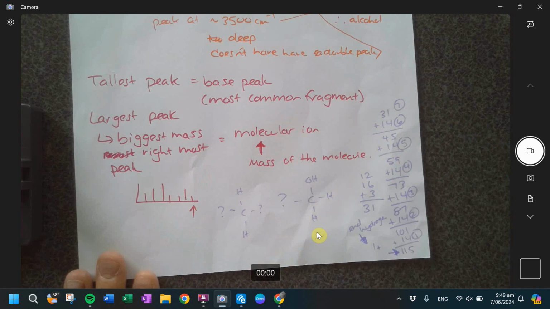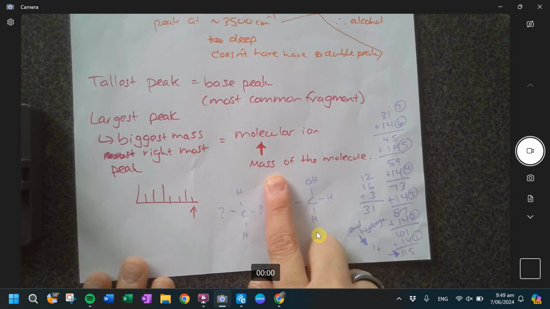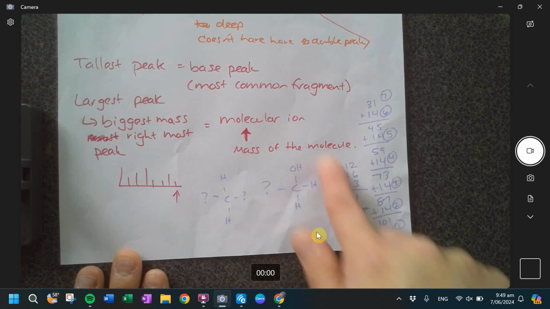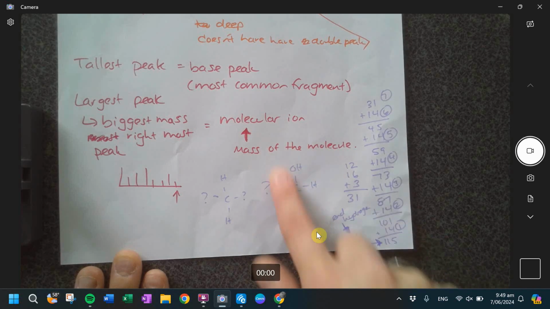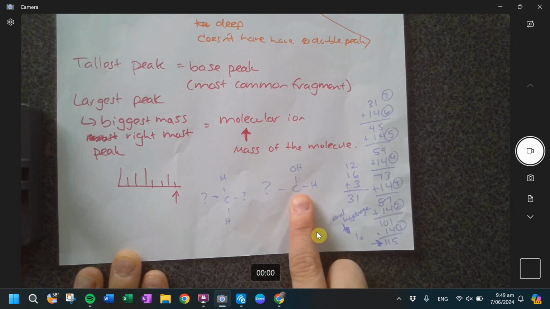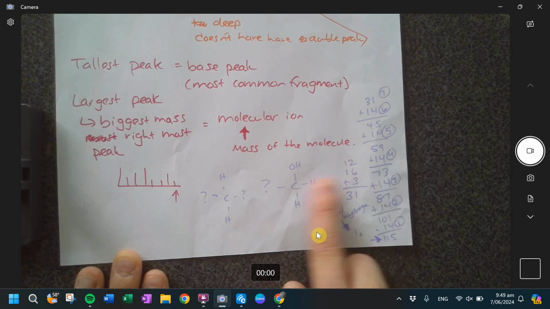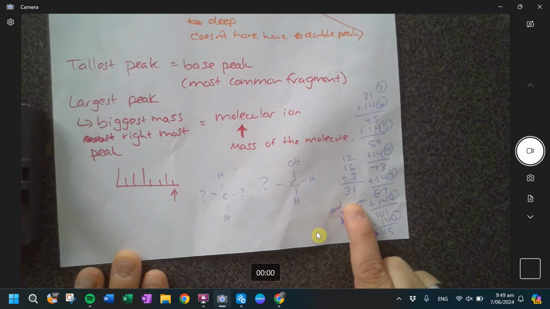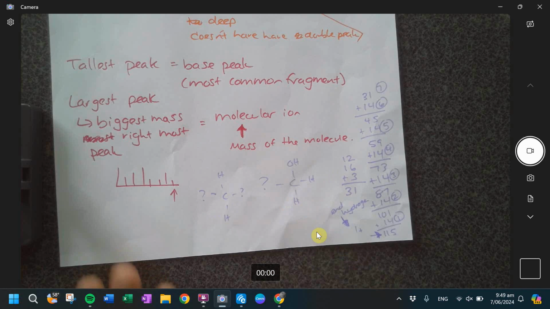Okay, the other thing that we figured out was looking at the largest peak, which is our rightmost peak. That's our molecular ion. It tells me the mass of the molecule. So we started with a basic alcohol. We figured out the mass of this guy, which is 31. The way we figured that out was we took the 12 from the carbon, we took the 16 from the oxygen, and then we have three hydrogens, which is three. I added that up together, and that was 31. So that's how I figured out the first bit here.